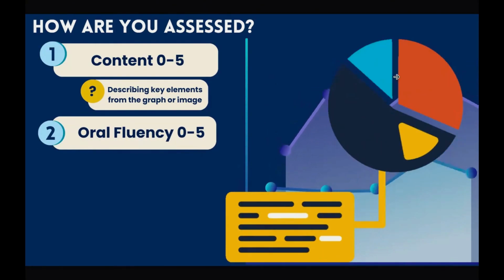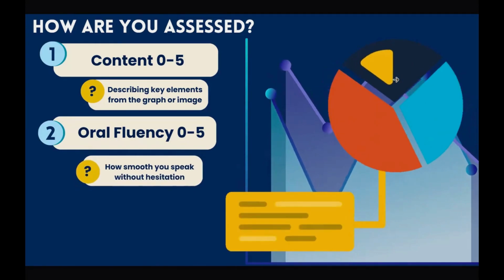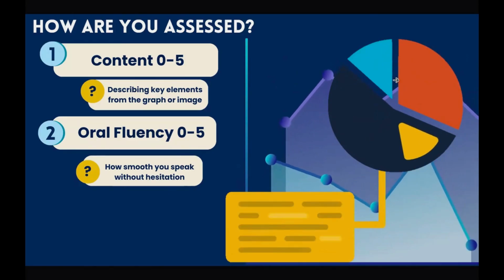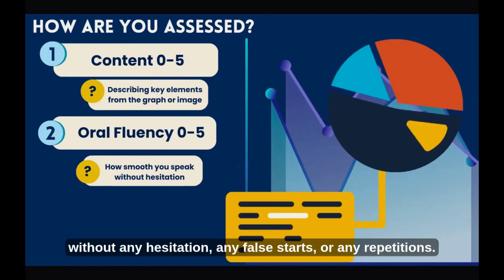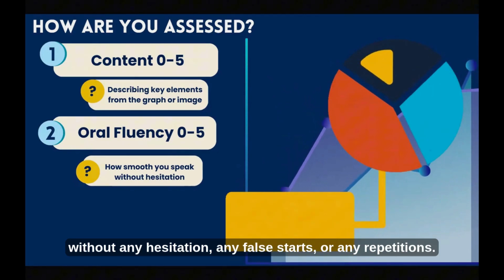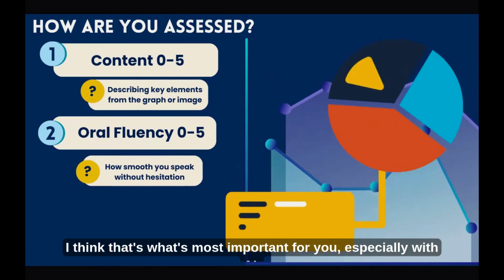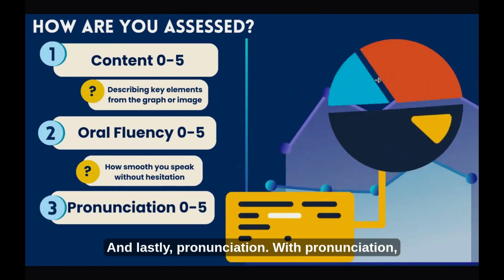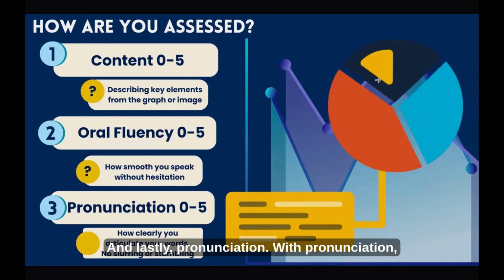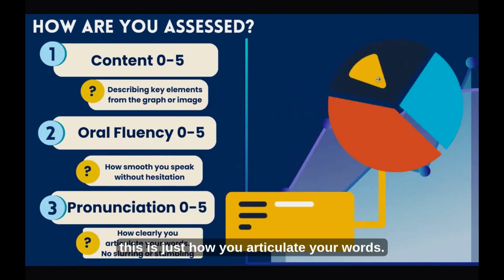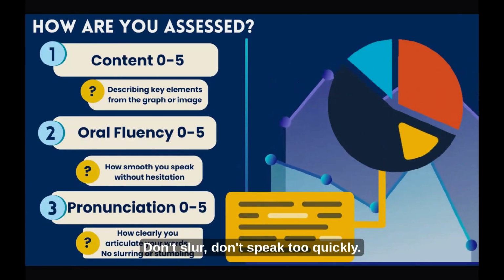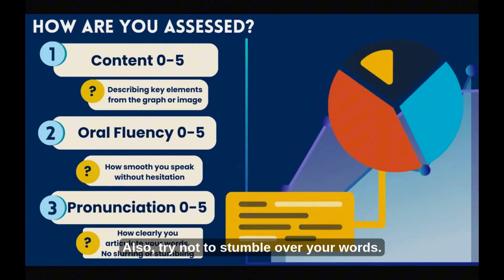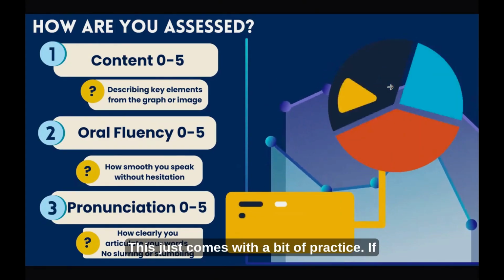Next is oral fluency, and again, in its most simplest form, in order to get a good mark, you must speak at a smooth pace without any hesitation, any false starts, or any repetitions. I think that's what's most important for you, especially with the AI. And lastly, pronunciation. With pronunciation, this is just how you articulate your words. Don't slur, don't speak too quickly. Also, try not to stumble over your words. This just comes with a bit of practice.